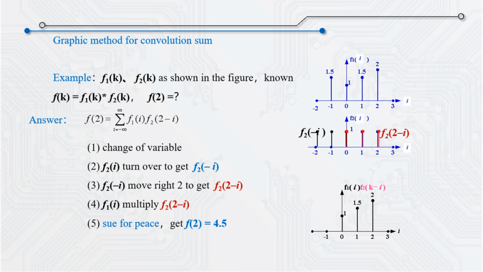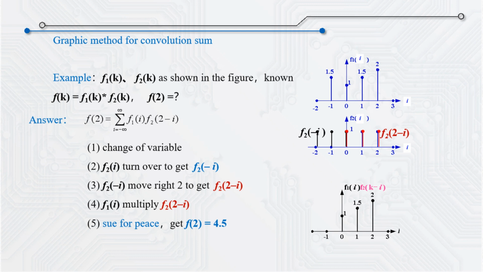Let's look at a specific example. To illustrate how the convolution sum works graphically, the two known sequences f1 of k and f2 of k are shown in the figure. Find the convolution sum of these two sequences at k equals 2. Let's take this point as an example.